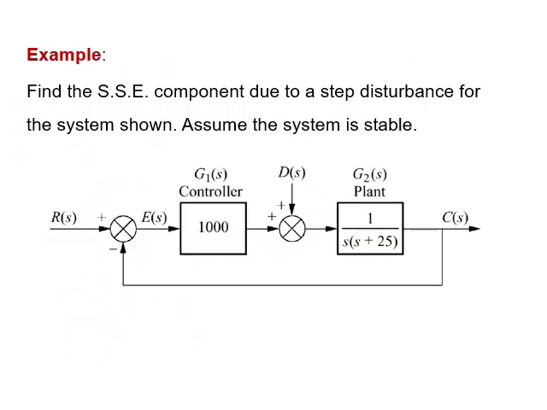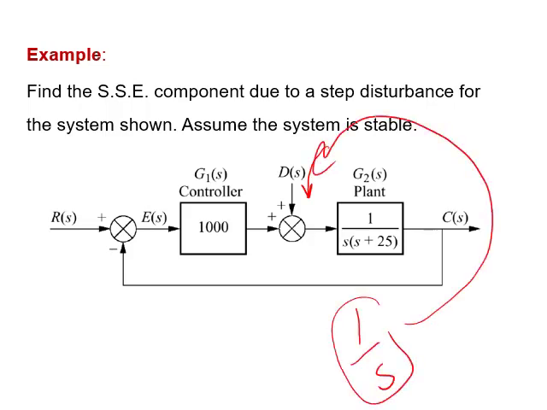Let us look at this example. Find the steady state error component due to step disturbance for the system shown. Assume the system is stable. Of course, we will always assume the system is stable. If I apply the steady state error, that means the system is stable, because an unstable system does not have a steady state error analysis. So we are going to assume a step disturbance. That means there is a step signal coming here. If it's 1 unit, that means 1 over S is applied to the disturbance.